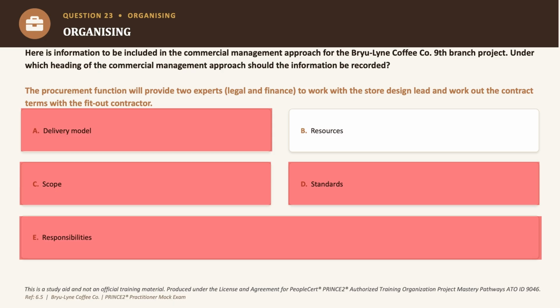Now option B says resources, and right, the commercial management approach should include resources for market engagement, procurement, and contract management activities, and providing two named experts is exactly doing that task, okay? So the correct answer to this question is option B, which is resources.